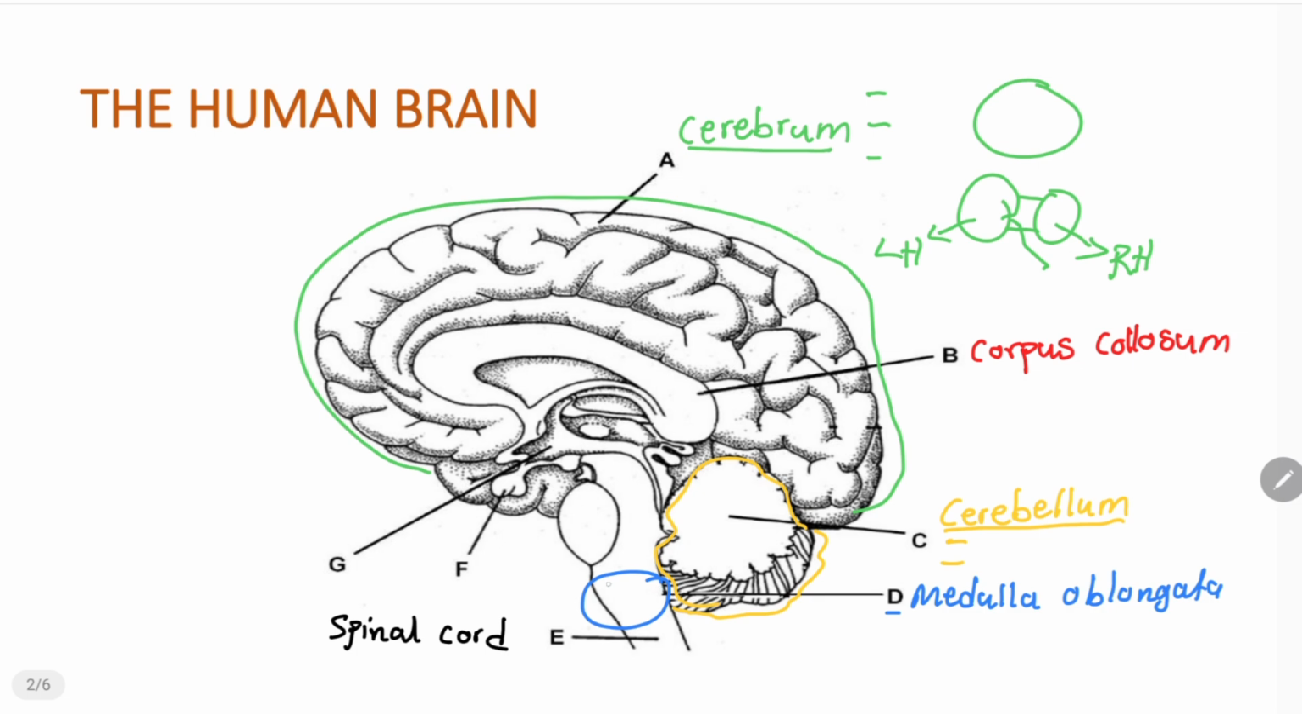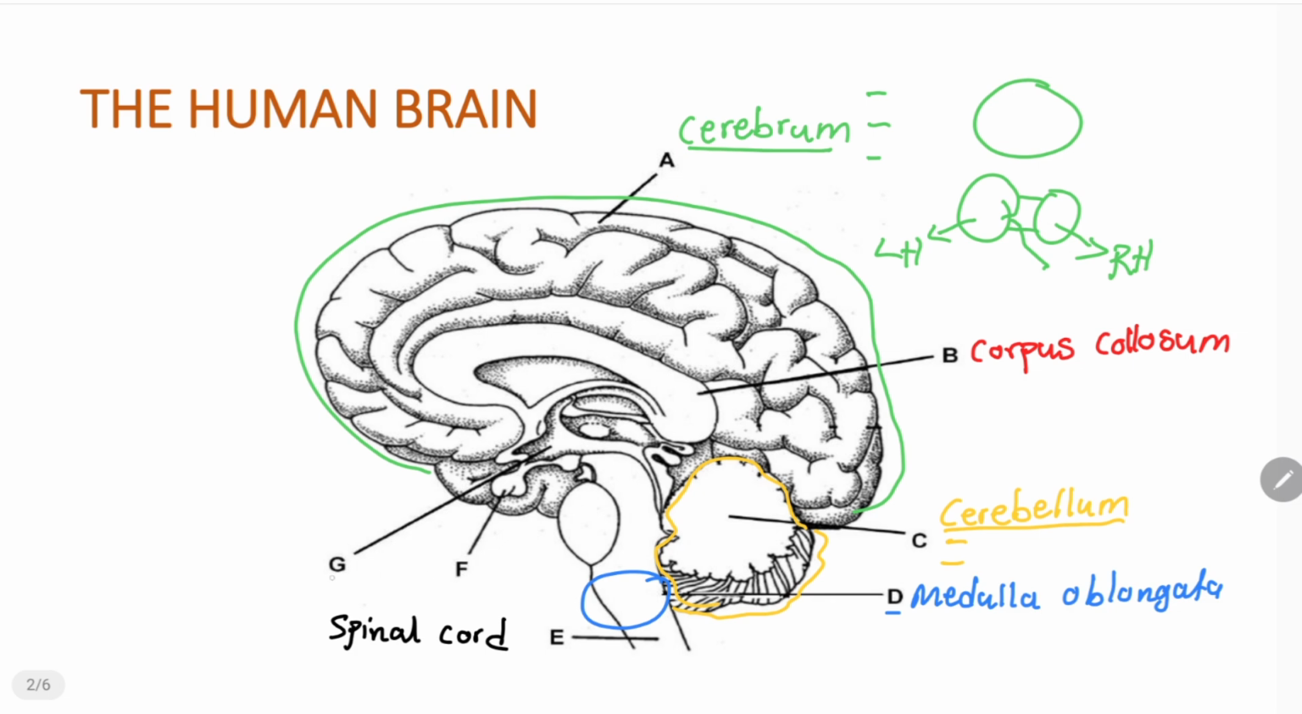So the medulla oblongata will always look to be thicker or bigger than the spinal cord. That is how we can note differences between the two individual parts. We simply look at the sizes. Let's come to part F and G.